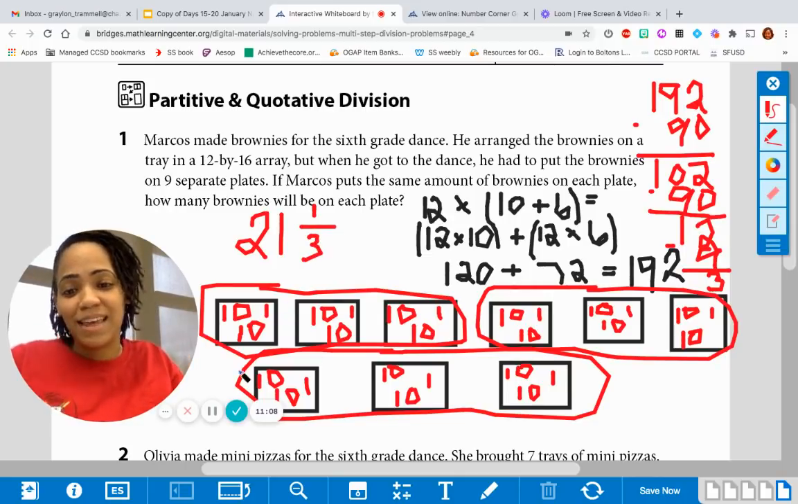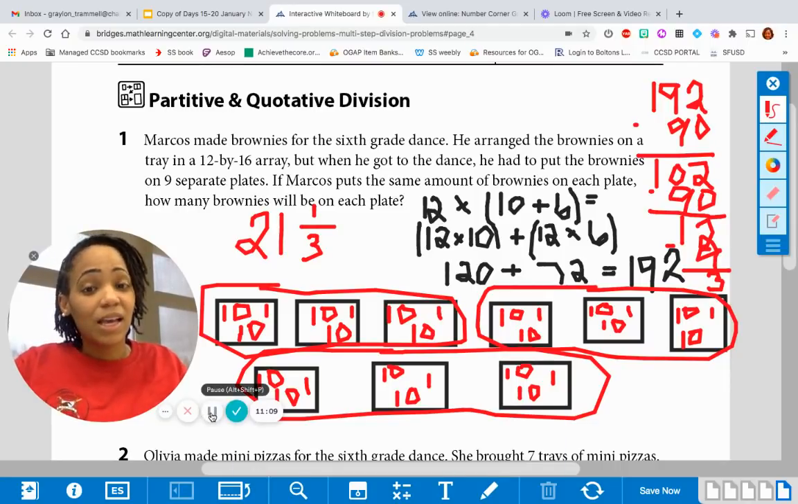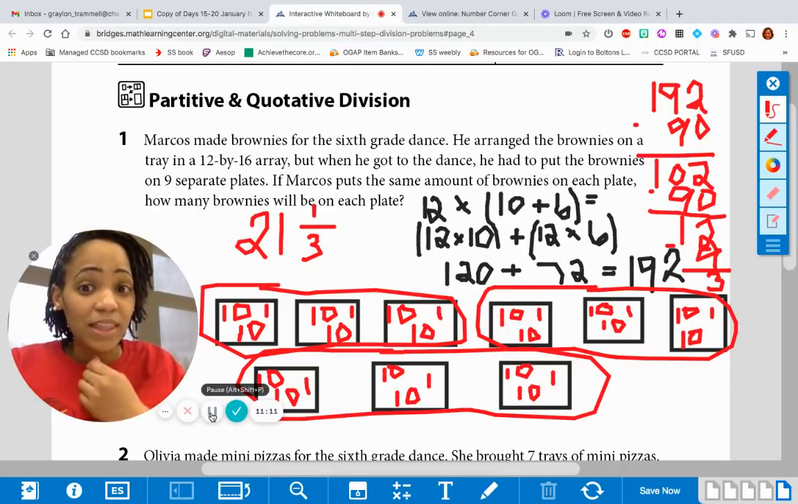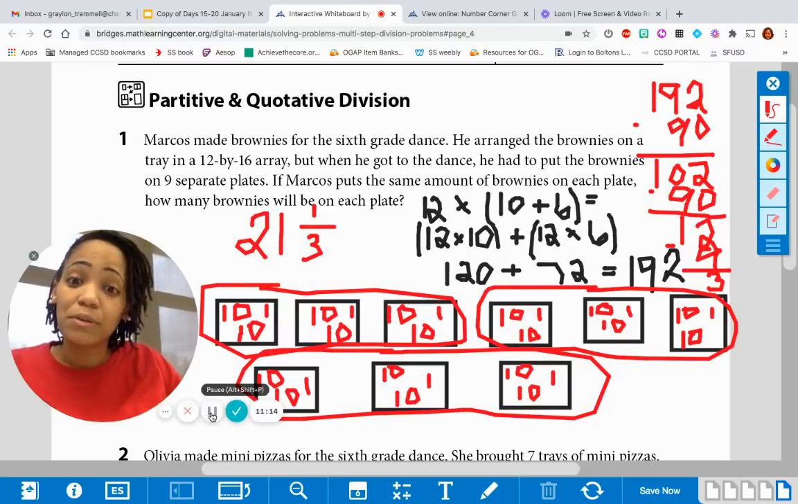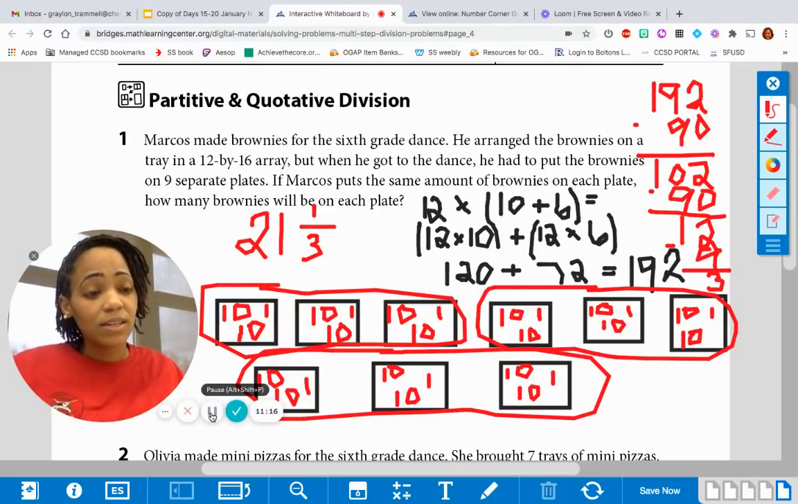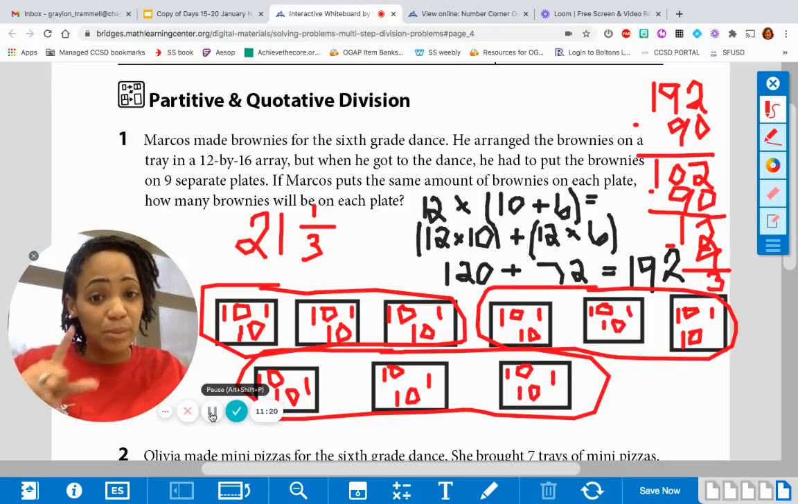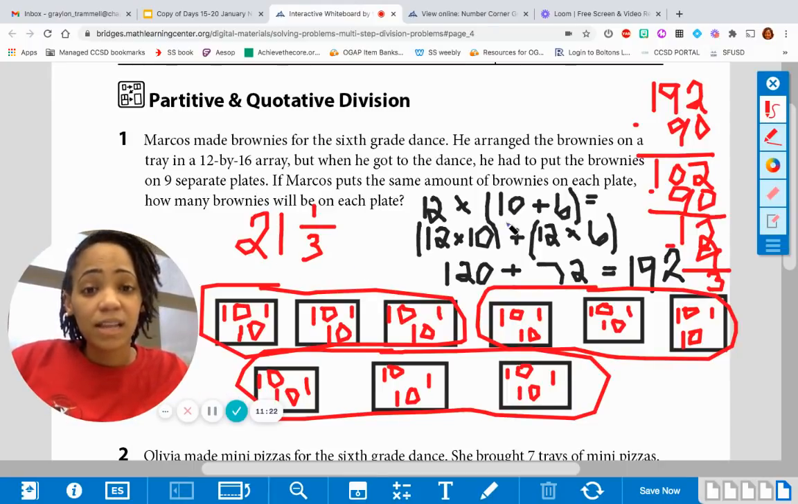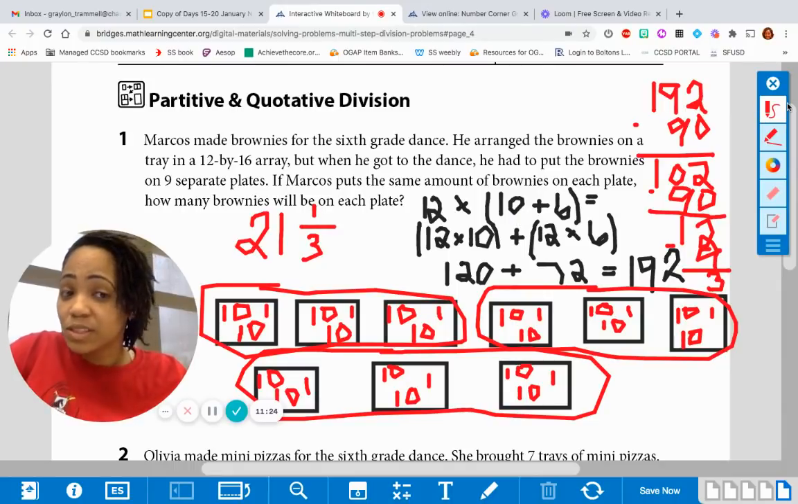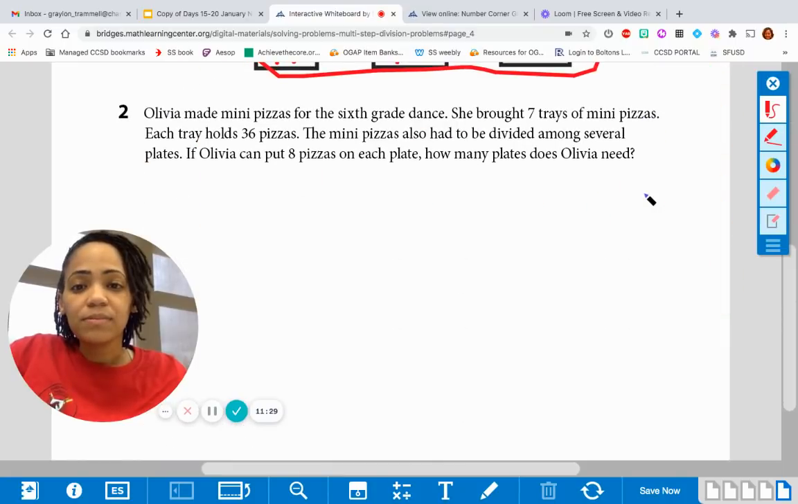Maybe you don't decide that. But I just want you to know that there are different things that we can do with the remainder. We can use it, we can discard it. In some cases, we have to add one. Remember that from our last session on word problems with division? Okay, let's look at the next question.